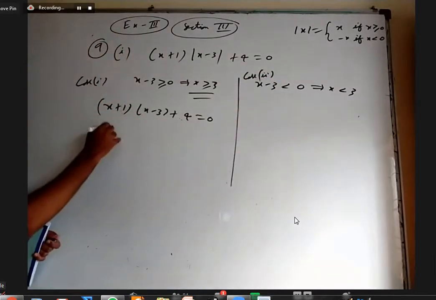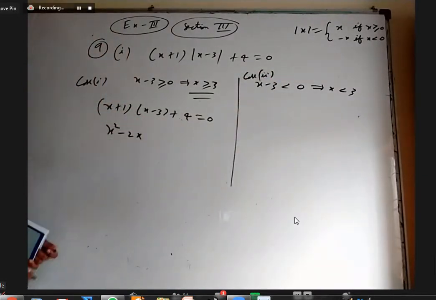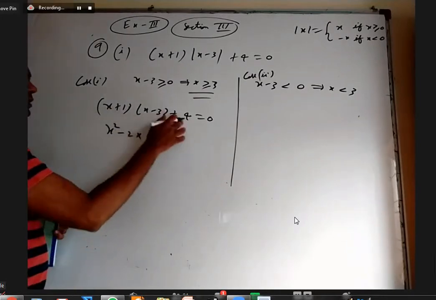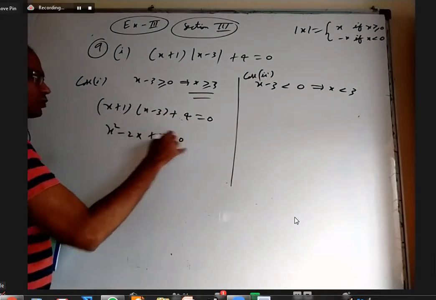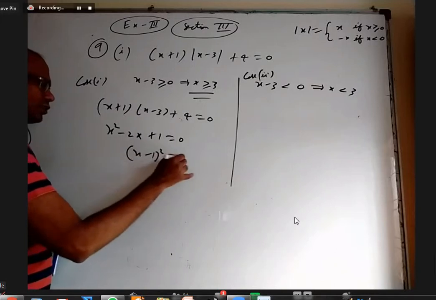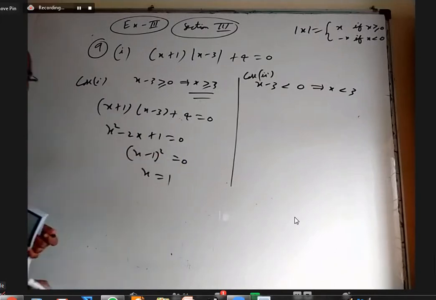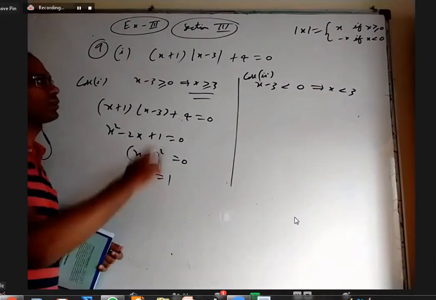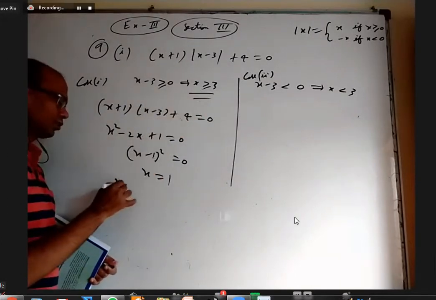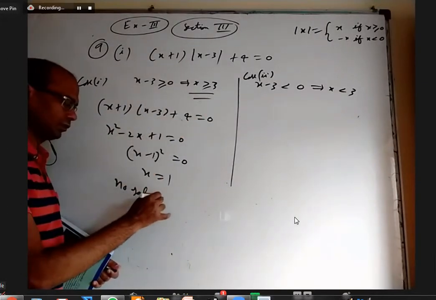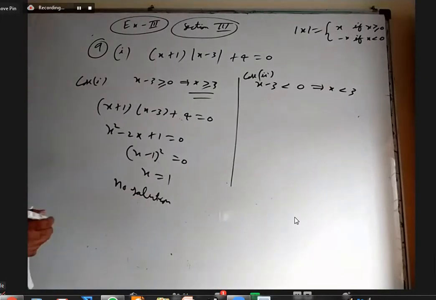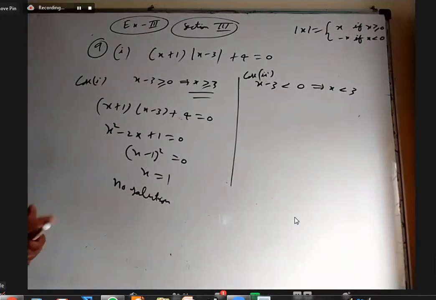When I expand this, you'll get x square minus 2x minus 3 plus 4, which is plus 1, equal to 0, which is x minus 1 whole square equal to 0, which is x equal to 1. And that x equal to 1 is not okay. Why? Because it doesn't belong to this case. So no solution. Even though it's a quadratic equation, we got a perfect square, so we got only one root, and that too outside the case.